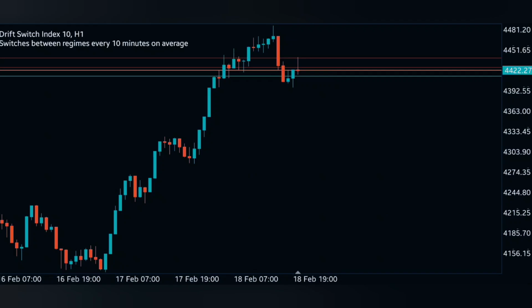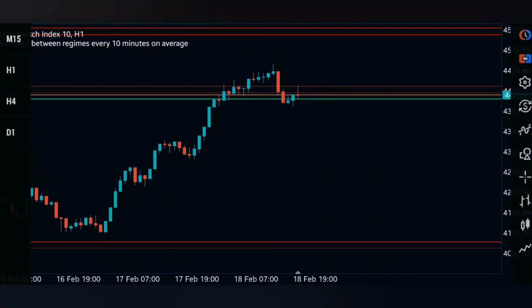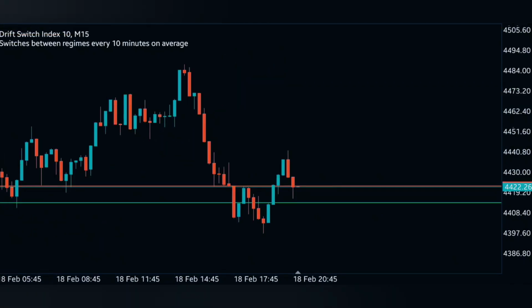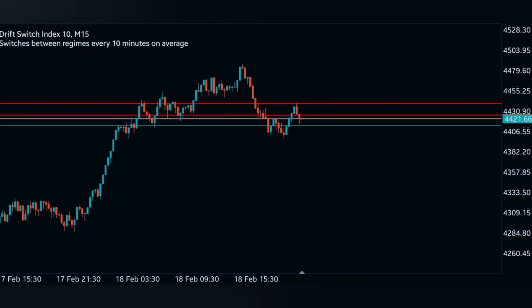So let me go into the 15 minutes and let's see what's going on there, which is my entry. Remember what I told you. You can see higher low, higher low, higher high, higher high, and now you can see that this broke almost all of them, and it is now doing a retest.